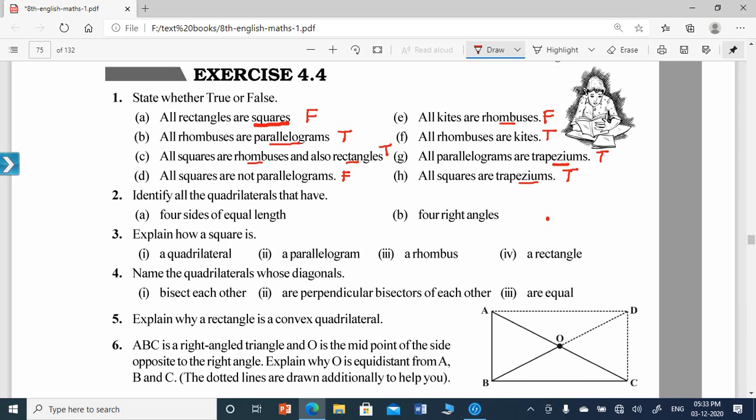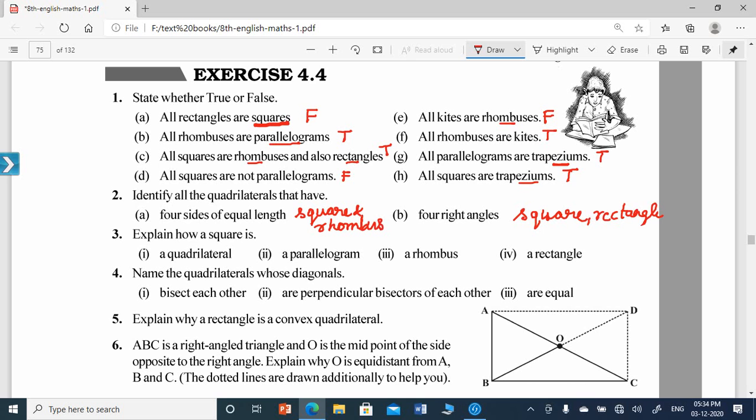Now, look at second one. Identify all the quadrilaterals that have 4 sides of equal length. All 4 sides of equal length. Which are the quadrilaterals which have all the 4 sides of equal length? Square and rhombus. In rhombus all sides are equal, in square all sides are equal. In which quadrilateral we have 4 right angles? One is square, another one is rectangle.